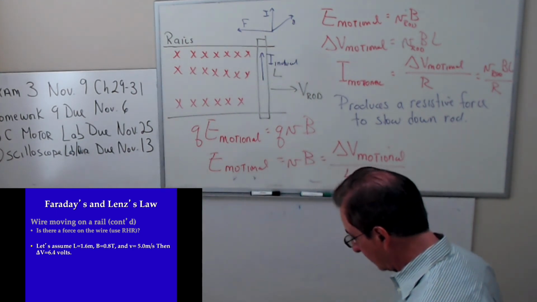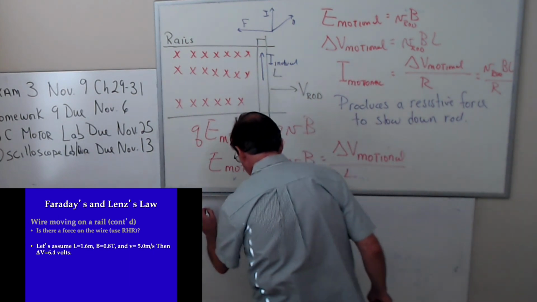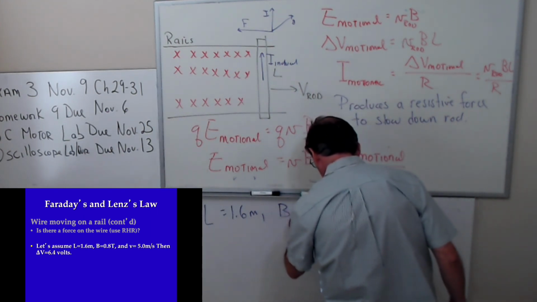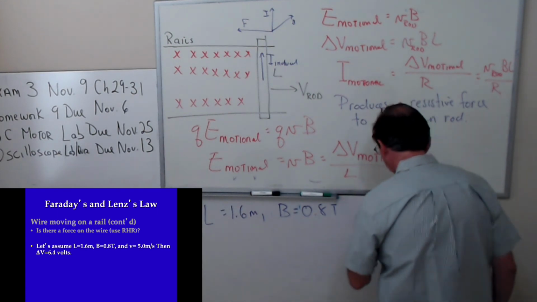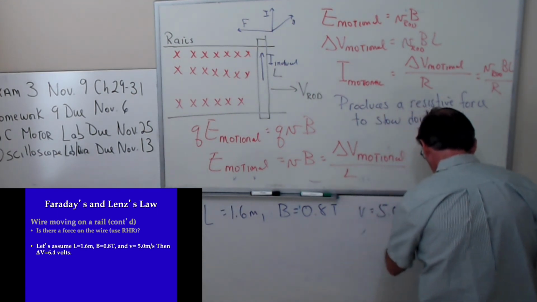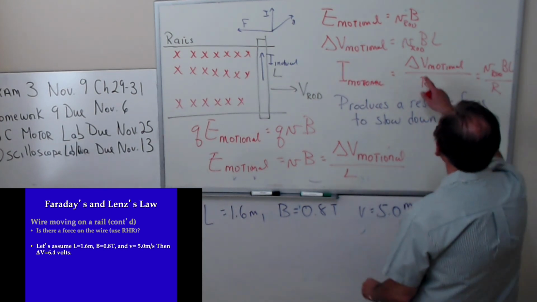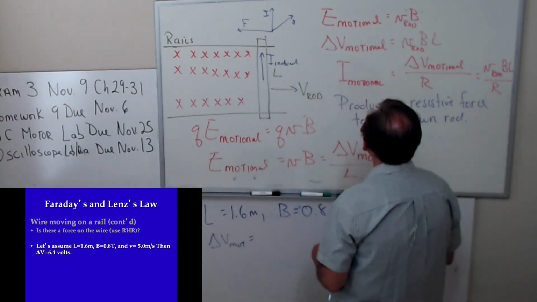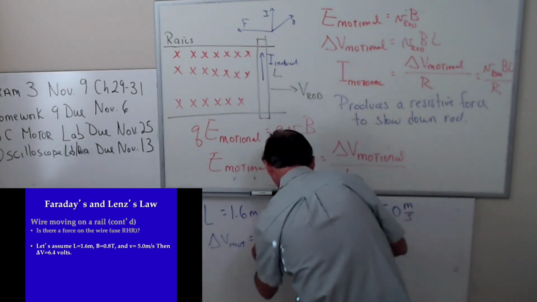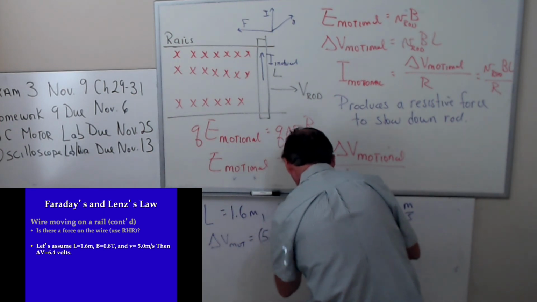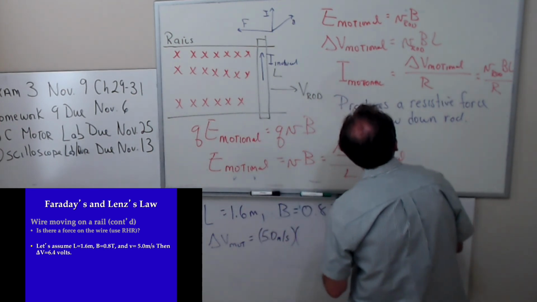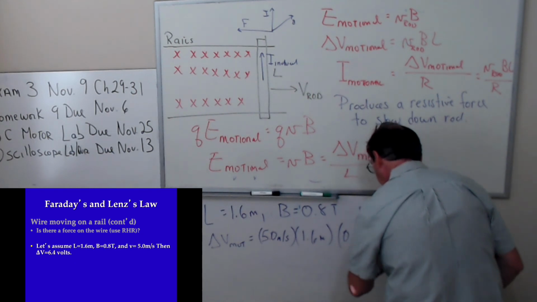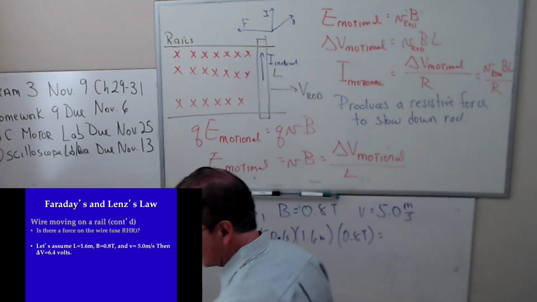So let's assume that L is 1.6 meters. B is 0.8 Tesla. And V is 5 meters per second. Okay, so if we find delta V, it's going to be 5 meters per second times 0.8 Tesla times the length of the rod. I'm just going to finish this slide and then I'll be done. And then this ends up being 6.4 volts.